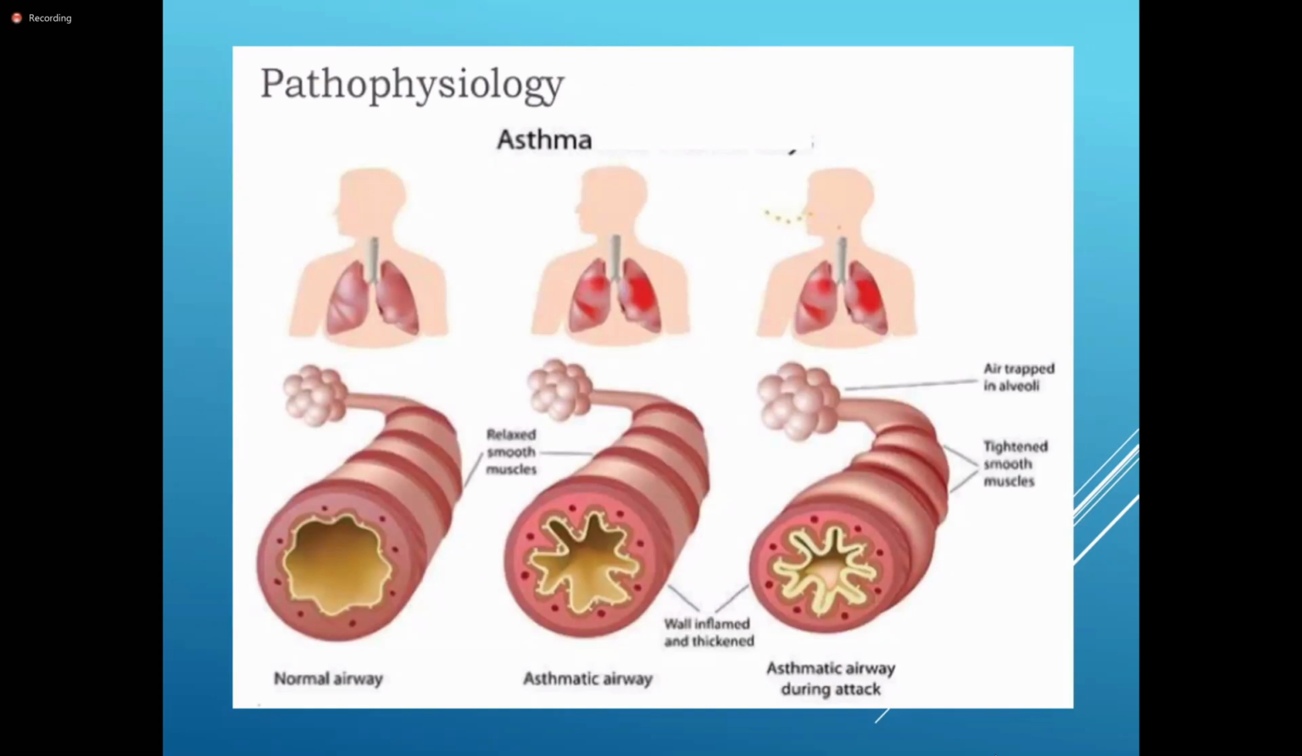So what happens when somebody has asthma? Here's our alveoli that is open. We keep saying the same thing, but this is where your air exchange is happening. Look at the airway of somebody that's having an asthma attack. See how constricted that is?